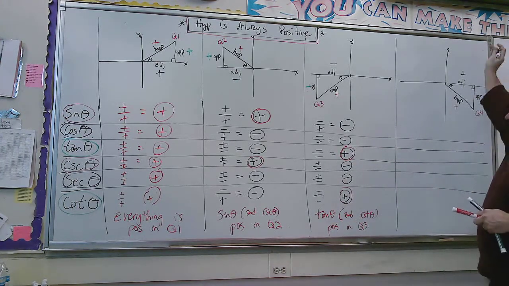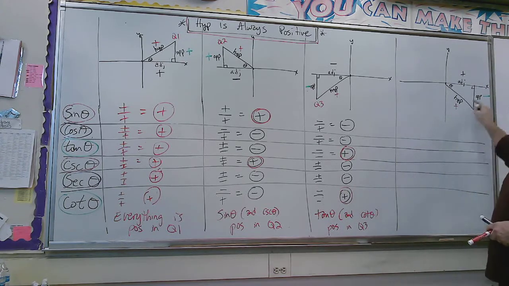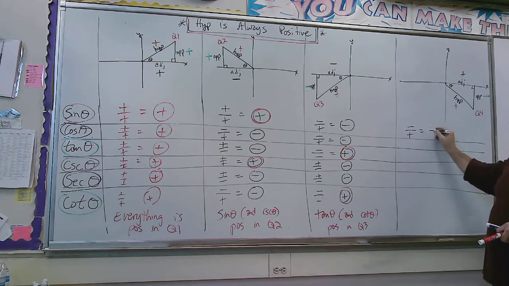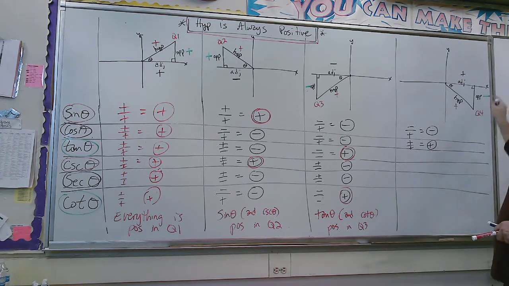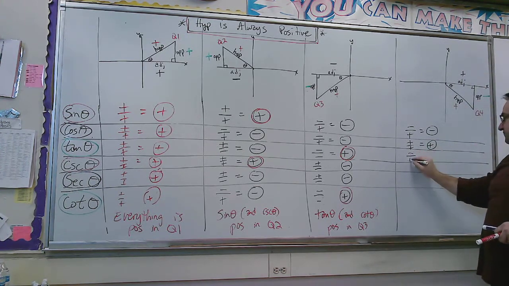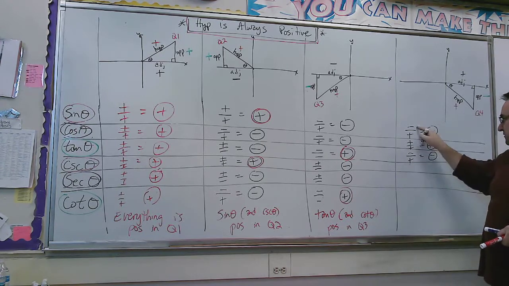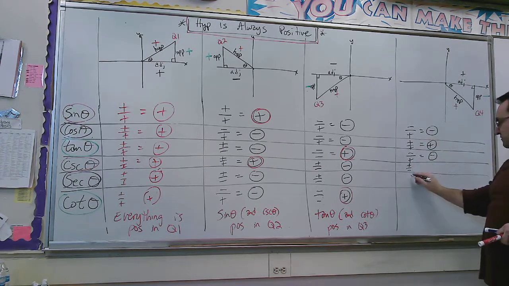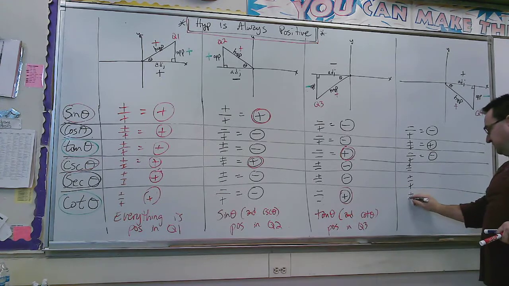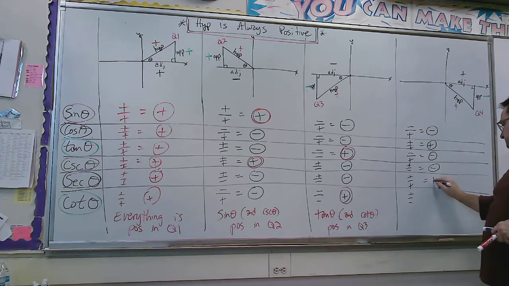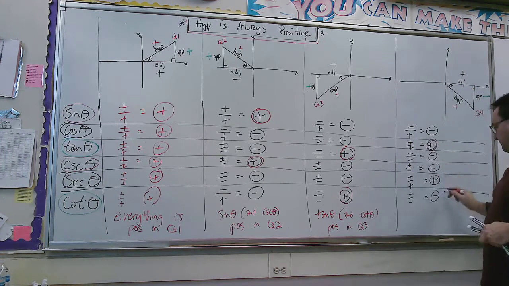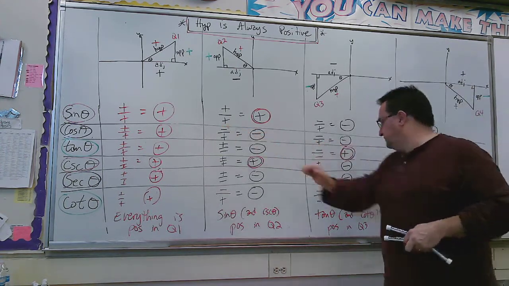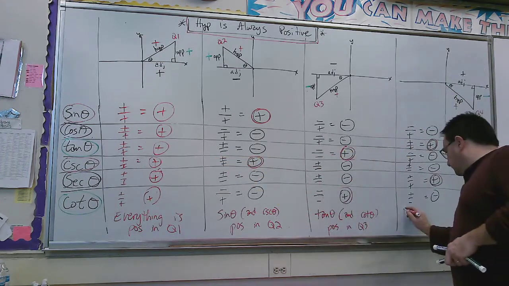And lastly, we have quadrant 4. So sine is opposite over hypotenuse, adjacent over hypotenuse, opposite over adjacent, reciprocal of this, reciprocal of this, reciprocal of this. So in quadrant 4, cosine and its reciprocal are positive.